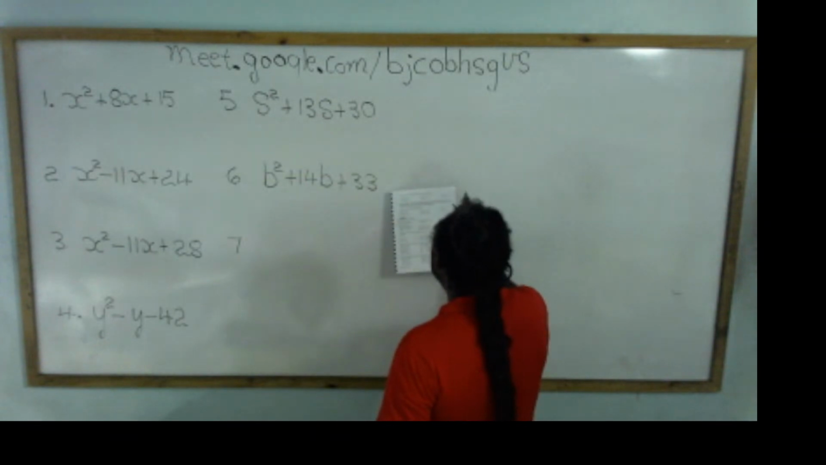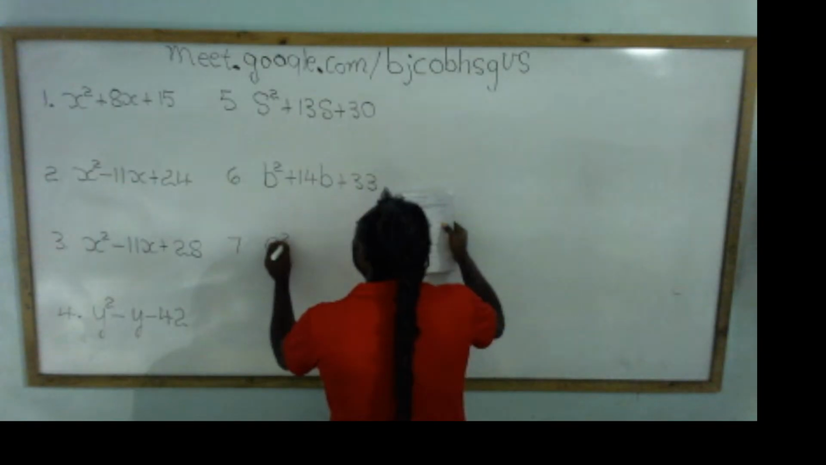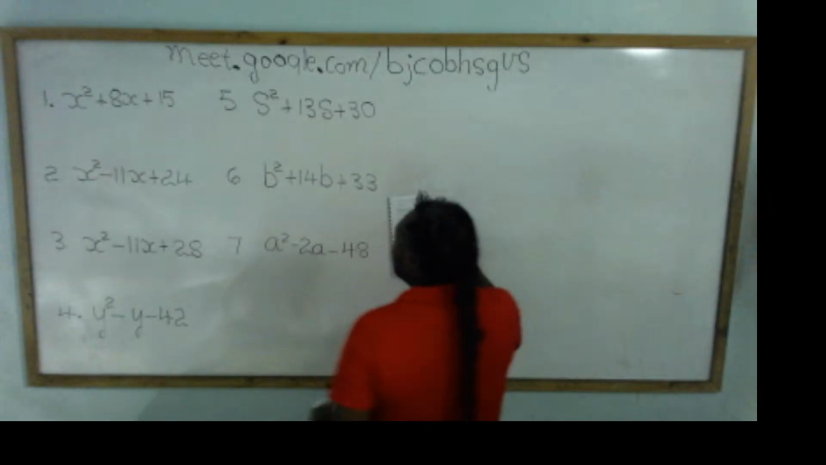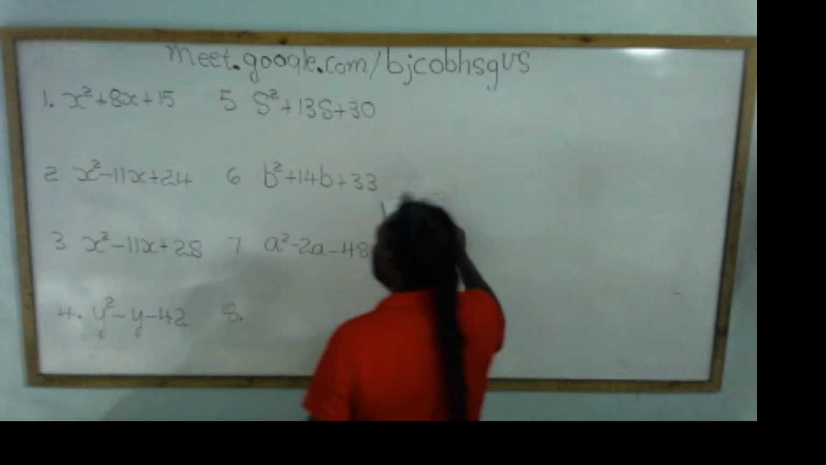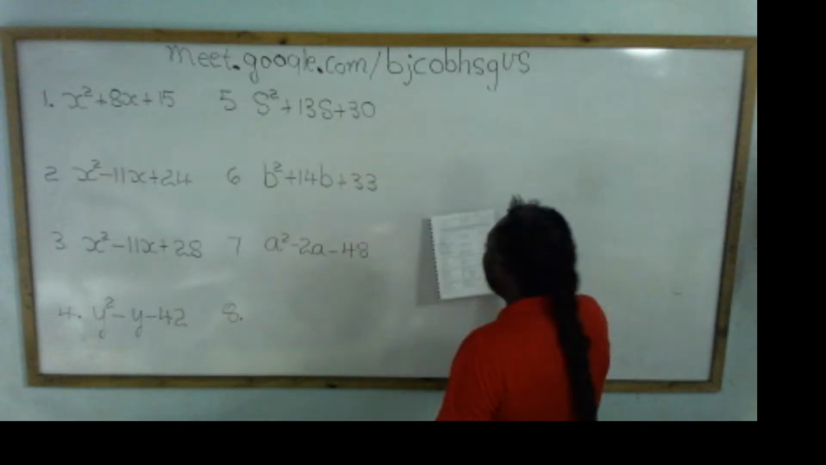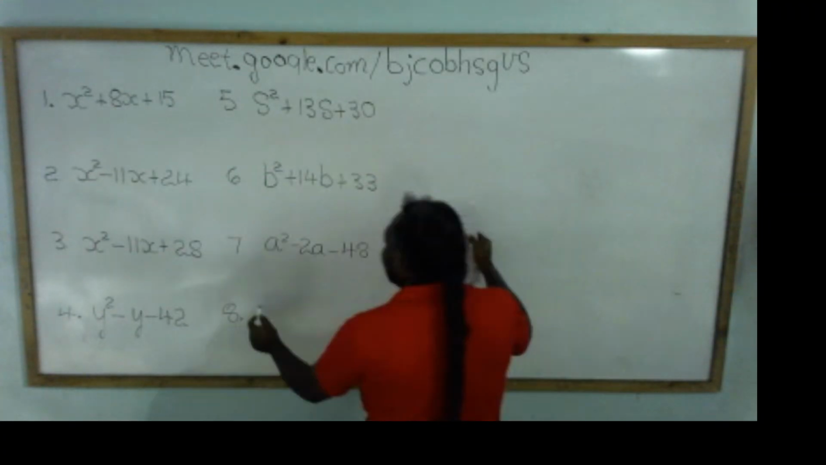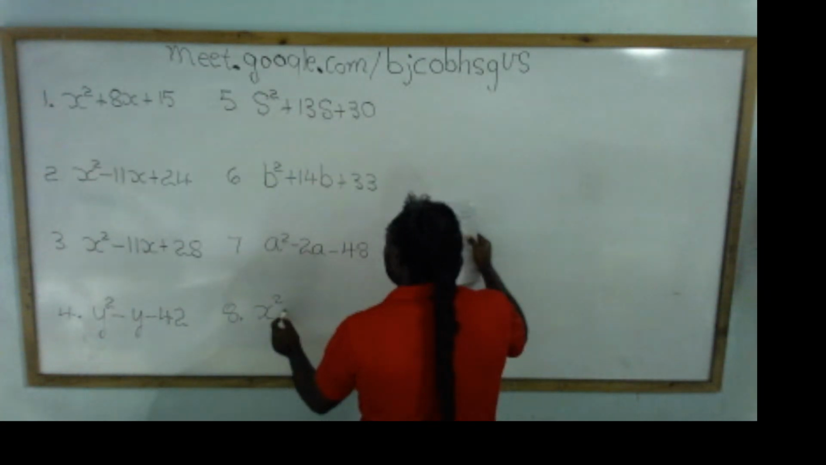7. a squared minus 2a minus 48. Surely, in a tutorial class, you can learn the concepts. So you're not at a loss if you did not attend the pertinent instructional class.